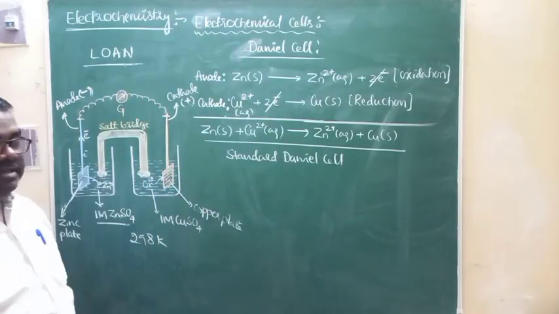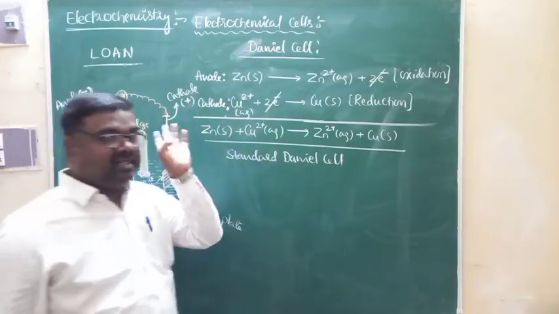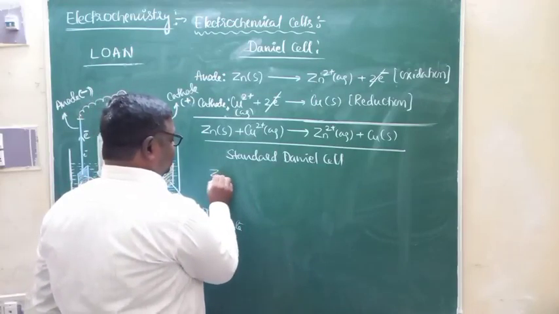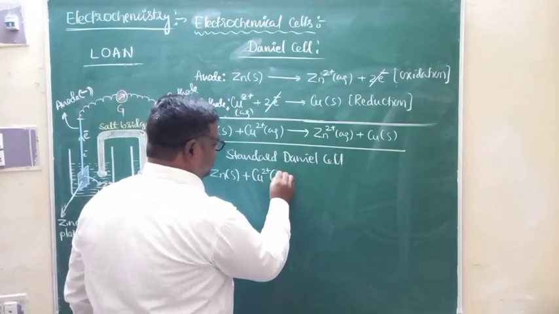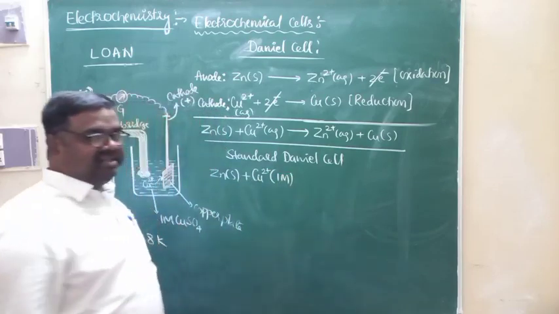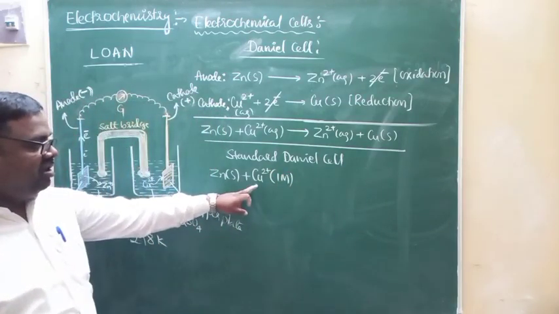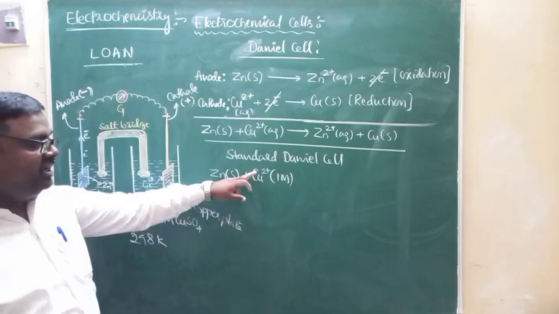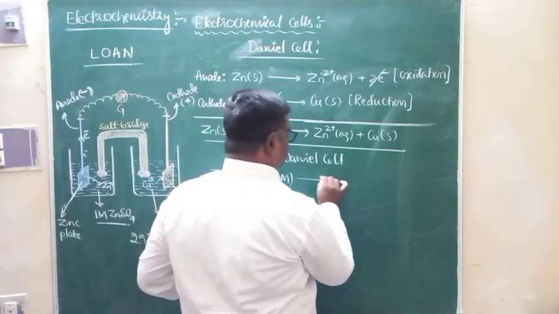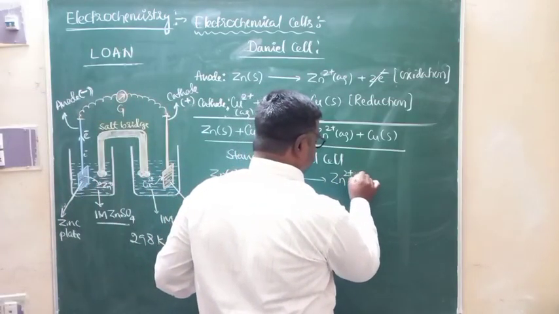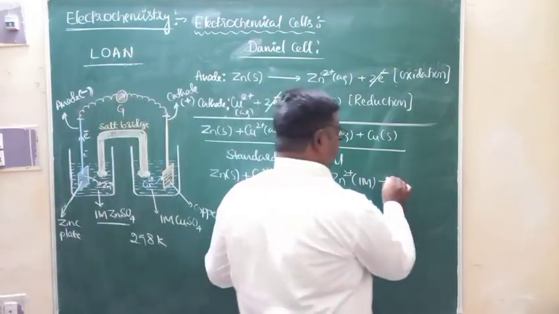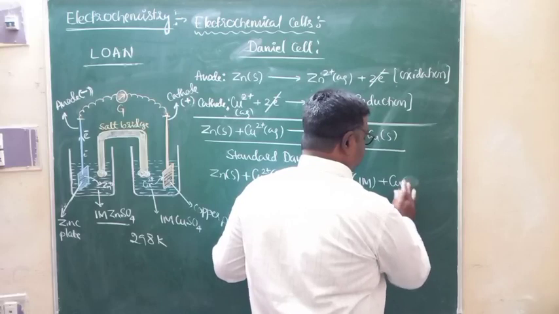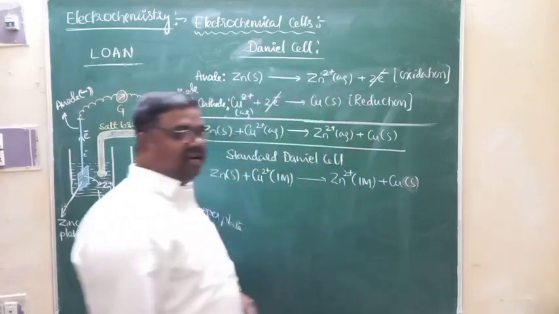If you are asked to write the cell reaction in the standard Daniell cell, you must write it like this: Zn, and Cu2+ 1 molar. For a standard Daniell cell, the concentration of copper ions is 1 molar, and the concentration of Zn2+ ions will also be 1 molar, and copper is solid. This is what we call the standard Daniell cell.